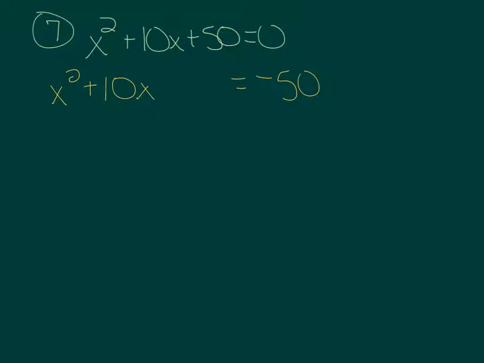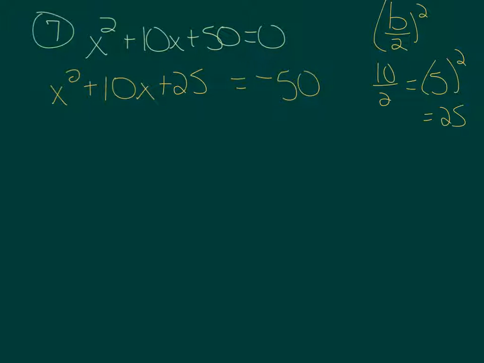Now, the next thing you do, you're going to take b, which is the coefficient of your x term, and we want to do b over 2. So we do 10 over 2, which is 5, and then we want to square it. So we're going to square 5, and we get 25. So we're going to add 25, but you can't just add to one side. Whatever you do to one side, you have to do to the other. Okay? So you take that middle term, half it, square it, and add it to both sides.